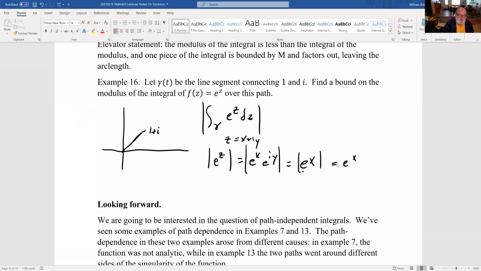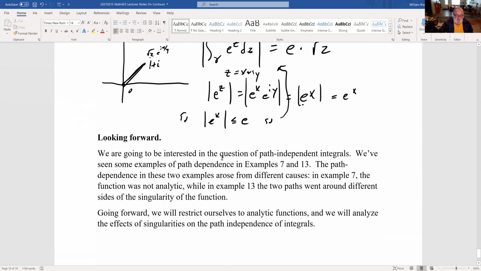So this takes us from 0 to √2 times e to the i pi over 4, right? And so x is at most √2 times cosine of pi over 4, or, well, 1. So along this path, e to the x is less than or equal to e. So this integral is less than or equal to e times the length of the path, which is √2.